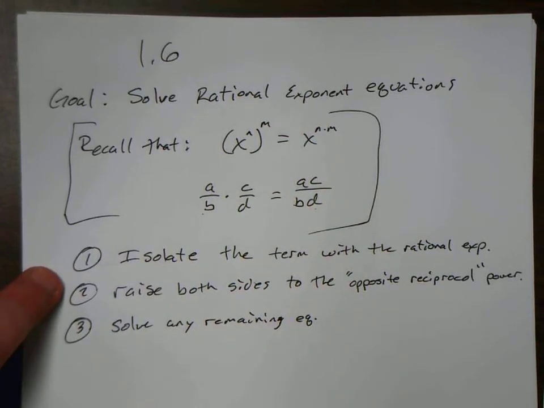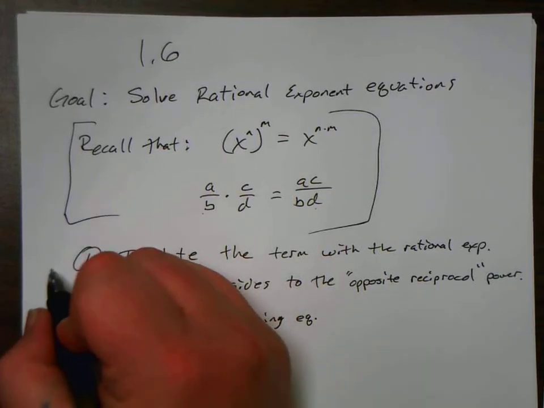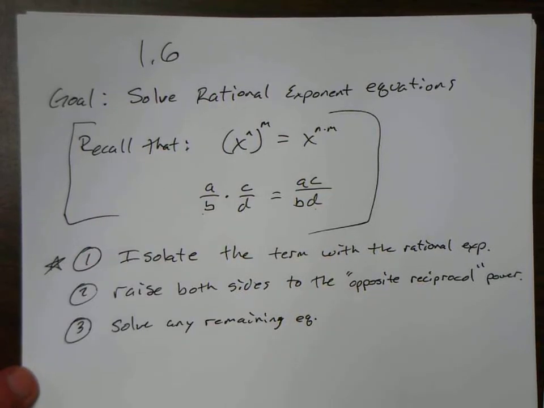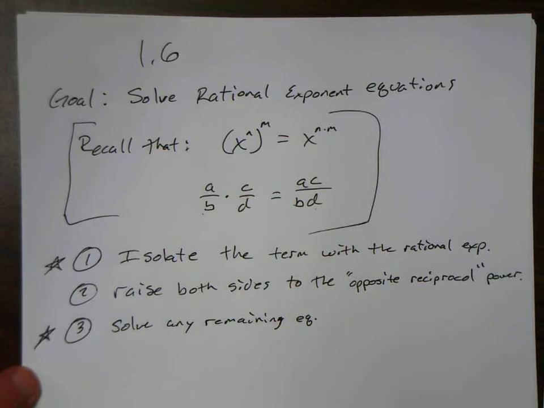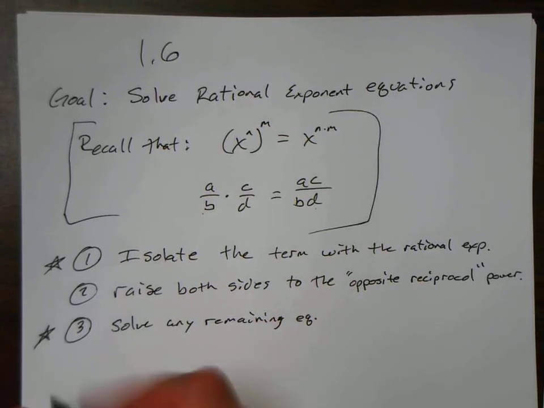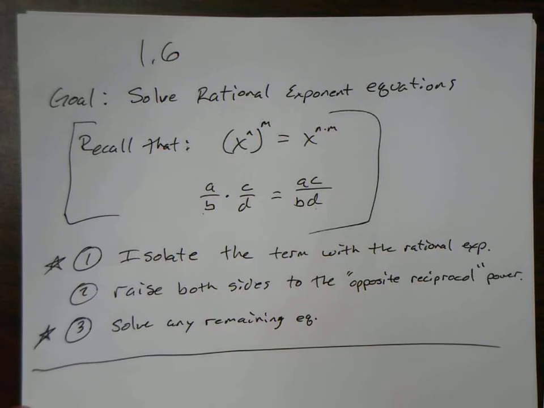Now, you don't always have to isolate. Sometimes the problem will already be isolated for you. You don't always have to solve any remaining equation because sometimes it's already solved for you. And I'm going to go through several different types of examples so that you can see exactly what I'm talking about.